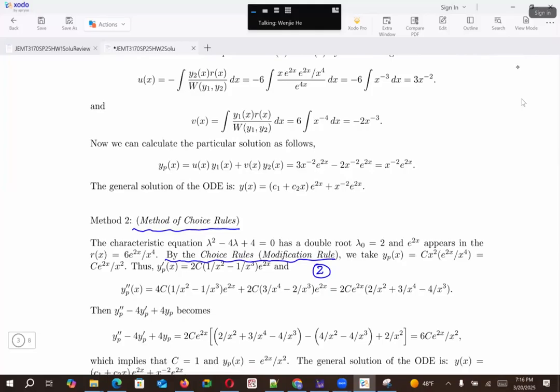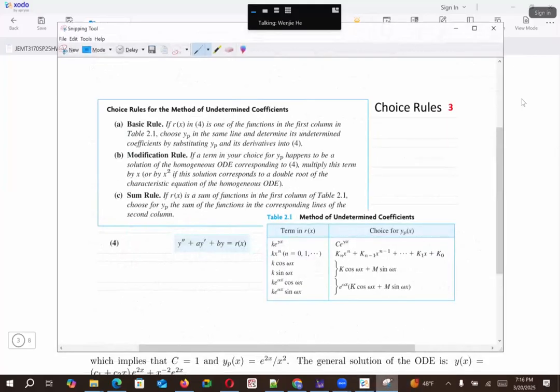So what is that modification rule? I took a screenshot. This is a screenshot of module 2, part E, page 3, choice rules. There are 3 rules: A, basic rule; B, modification rule; C, sum rule. So now the question: modification rule.